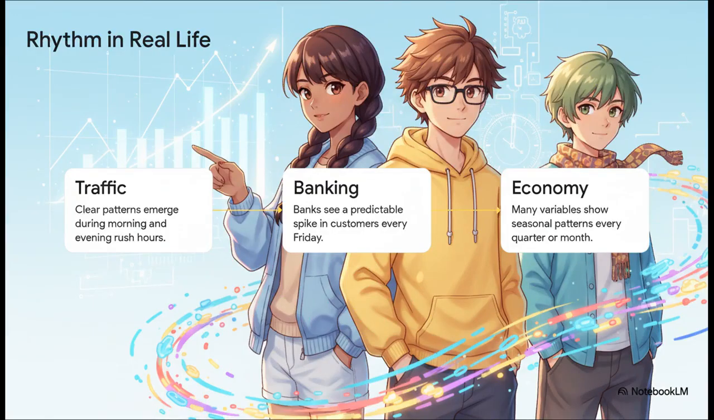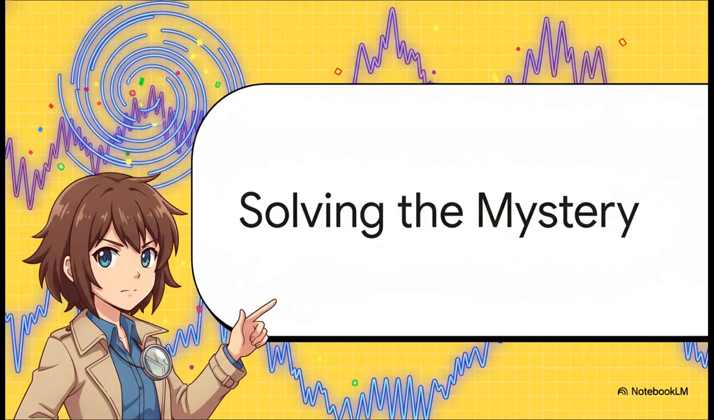And you see this kind of rhythm everywhere once you start looking for it. Think about traffic, right? Morning rush hour, evening rush hour, bam, bam, clear pattern. Or think about a bank. You know it's going to be crazy busy on a Friday. That's a rhythm. So many economic indicators have this kind of seasonality. And spotting that rhythm is the first step to really understanding a system and maybe even predicting what it's going to do next.